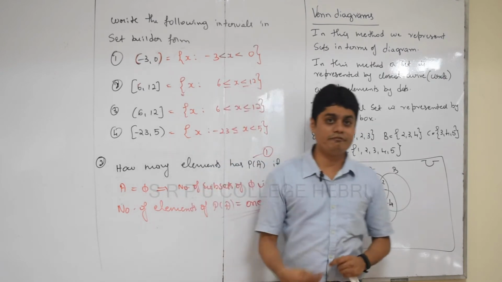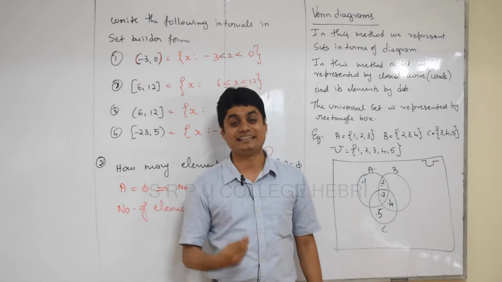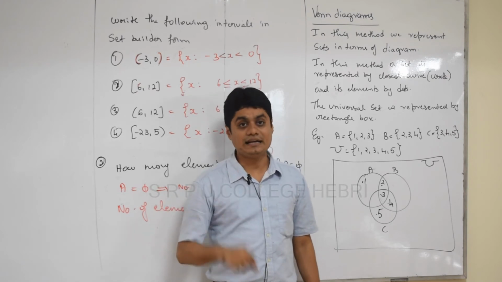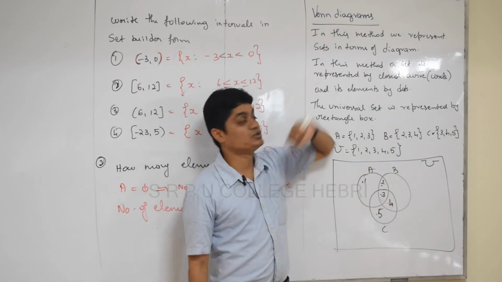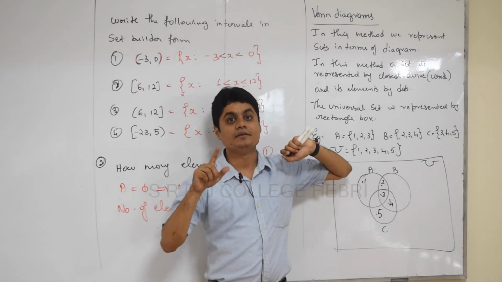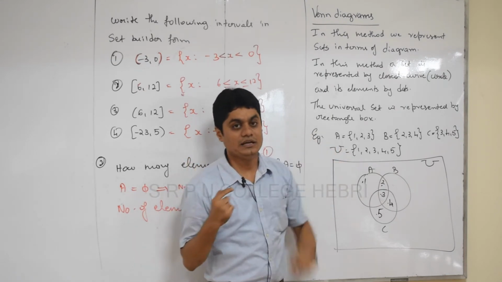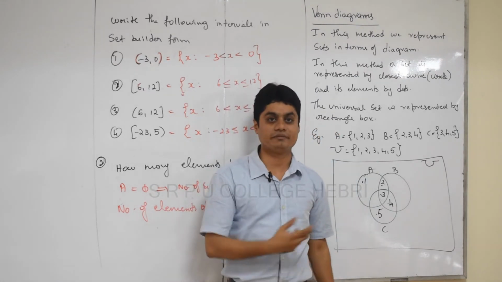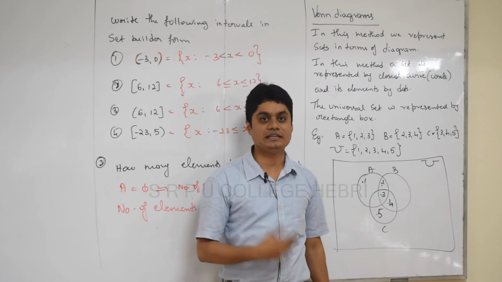So one more way we can represent a set is in terms of a diagram, and that representation is known as a Venn diagram. Venn is a mathematician, so use a capital letter: V-E-N-N, Venn diagram. The person who introduced this concept is Venn, a mathematician, so it is known as the Venn diagram.